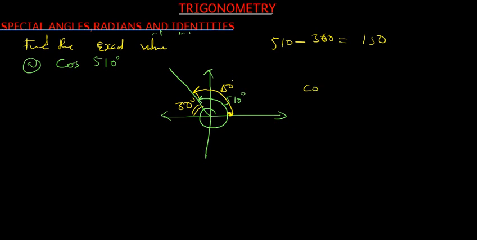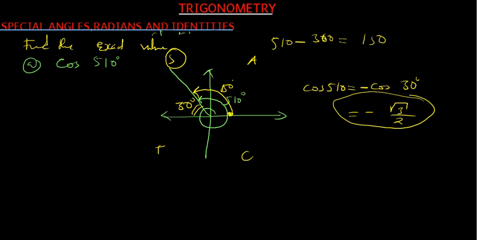You say cos 510 is the same as cos 30 degrees. But we know our quadrant. All Students Take Coffee. In the second quadrant, only sin is positive, cos is negative. So we are going to put the negative in front there. So that is going to give us negative. Now what is cos 30? Cos 30 is root 3 over 2. So that becomes the exact value for cos 510 degrees: negative root 3 over 2.